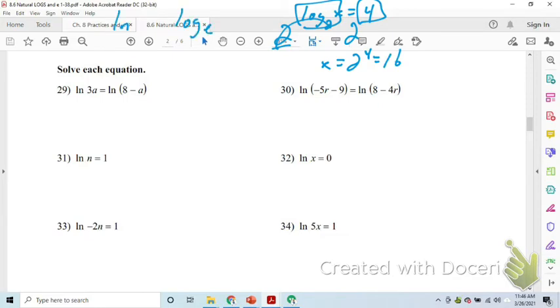Now, different here because natural log is the same thing as saying log base e. So we're going to make these both exponents on e now. That's how you get rid of the natural logs. So here you get rid of that, you get 3a. Here those go away, and you have 8 minus a.